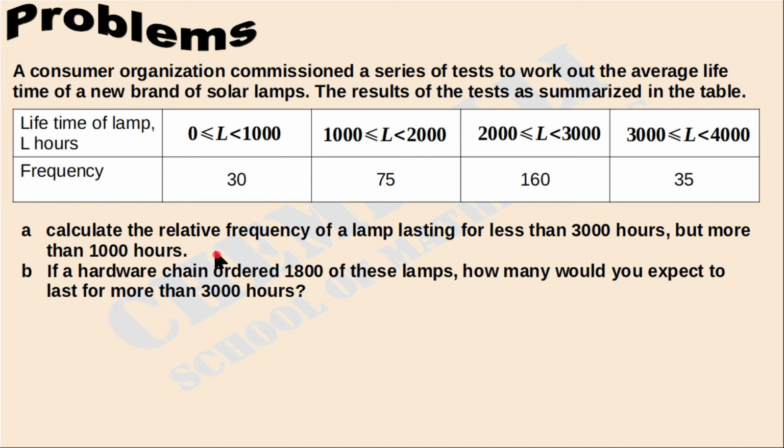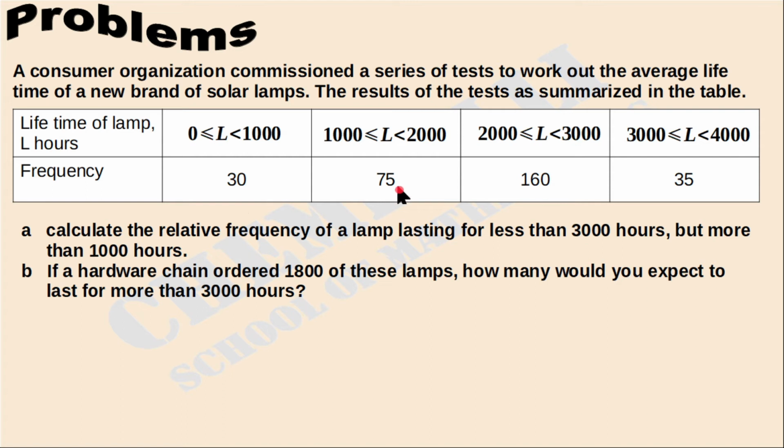Question number A: calculate the relative frequency of a lamp lasting for less than 3000 hours, but more than 1000 hours. Here we find the relative frequency. First we check the total number of trials, in this case the total number of lamps. Total how many lamps are there? That means 30 plus 75 plus 160 plus 35.